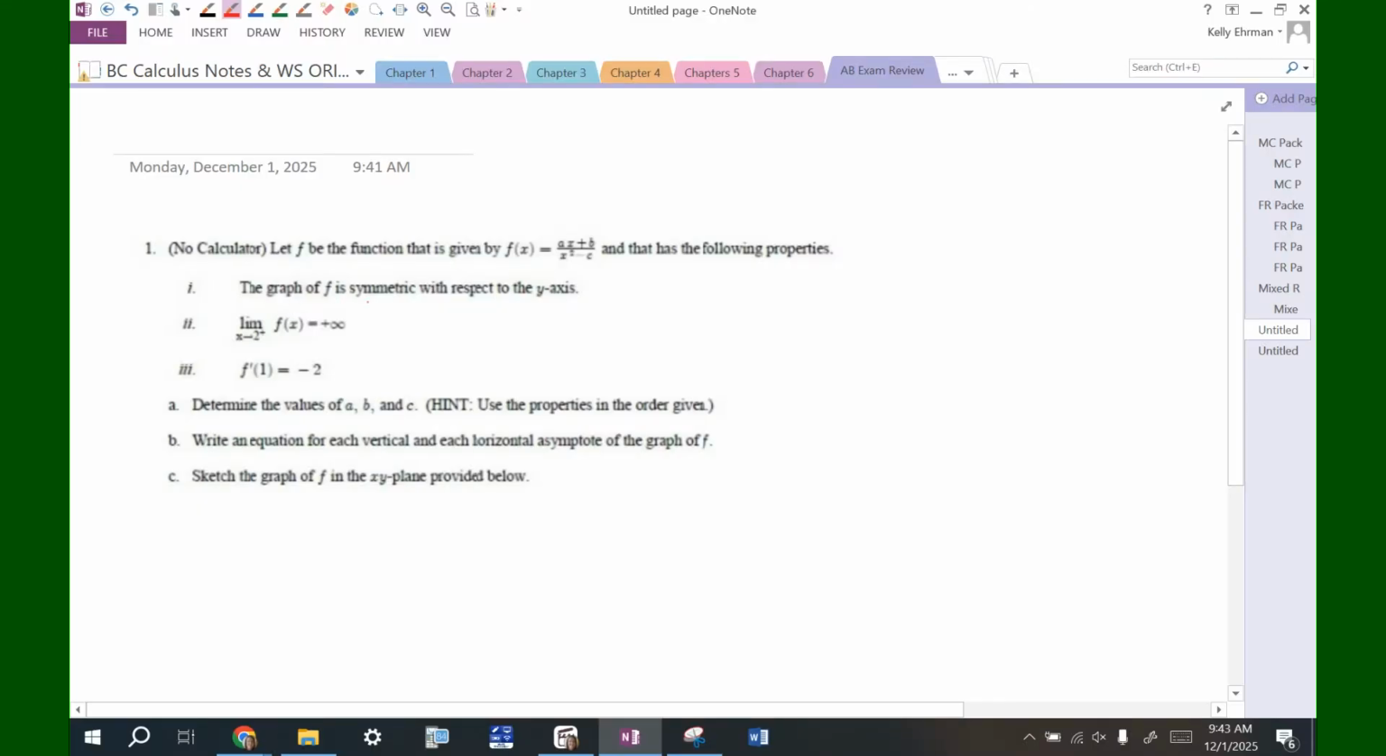The graph of y is symmetric with respect to the y-axis. That means f is an even function. That means if I plug in x, I get a y value. If I plug in negative x, I get a y value. Or in other words, f of negative x equals f of x.